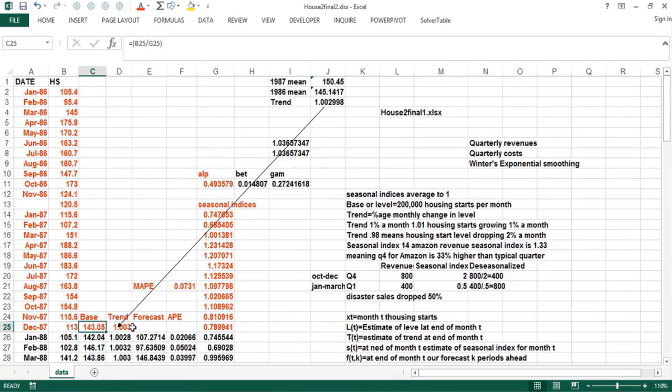So now we're ready, in the next video, to get going. We'll update the base each month, the trend, and the seasonal indices. We'll make a forecast going 1 month ahead, and we'll assume we're trying to optimize the accuracy going 1 month ahead. APE stands for absolute percentage error, and then we'll minimize the MAPE. But that will be the subject of the next video, and then I think we can make the forecast going 1 month, 2 months, 3 months, 4 months ahead.